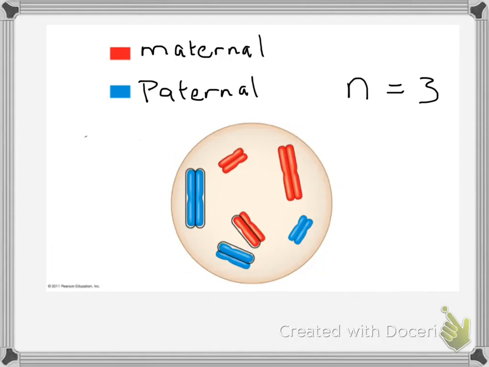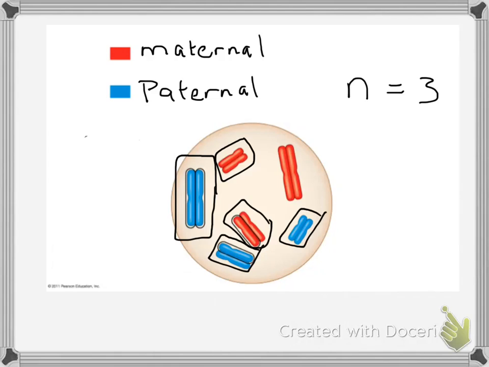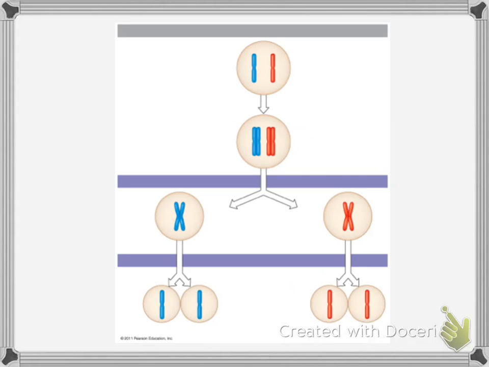If we notice, we've got 1, 2, 3 types: the small, medium, and the large. And in this case, we actually have 2 sets of our 3 chromosomes, one set maternal and one set paternal. So n equals 3, or diploid 2n is equal to 6. This will help us as we move forward.